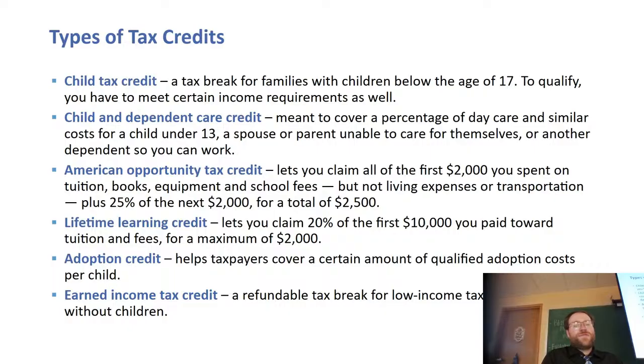Lifetime learning credit. So this would be after you get a degree and say you went for like a master's or a PhD or something. That's a lifetime learning credit. Adoption credit, if you chose to adopt a child, there are things that come along with that. Earned income tax, it's refundable for low income taxpayers with and without children. Don't quote me on this, but I think this last one shows up for things that are like below poverty line kind of thing.